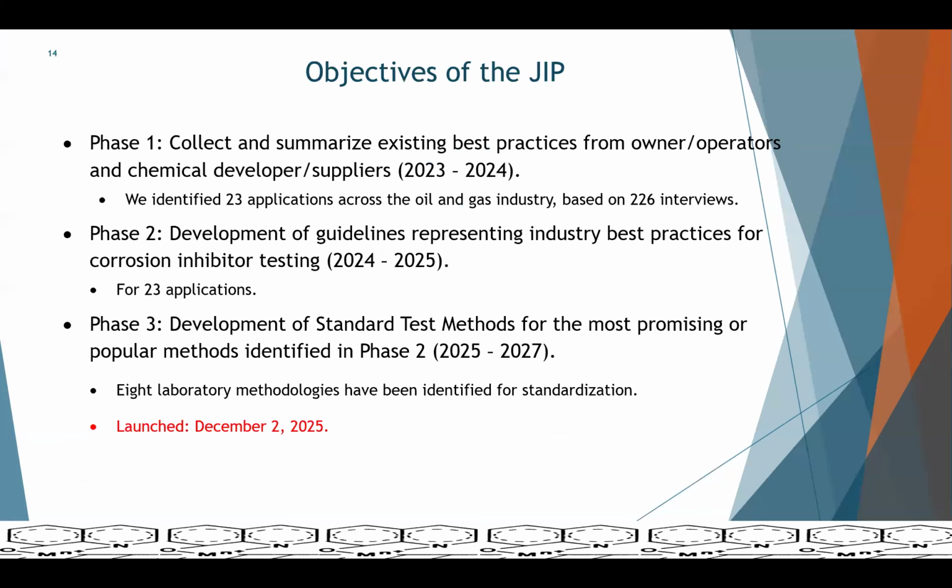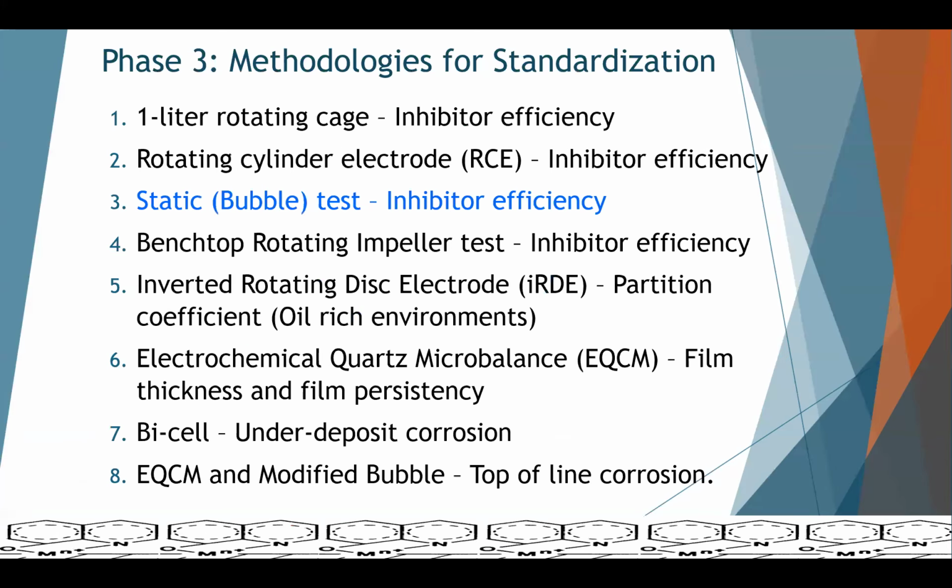This slide Trevor already pointed out. We are in phase 3. In phase 3, we are going to develop standard test methods for at least 8 laboratory methodologies that have been identified in phase 1 and 2. The 8 methodologies are listed here. In webinar 2, I talked about the 1 liter rotating cage. In webinar 3, I talked about the rotating cylinder electrode.